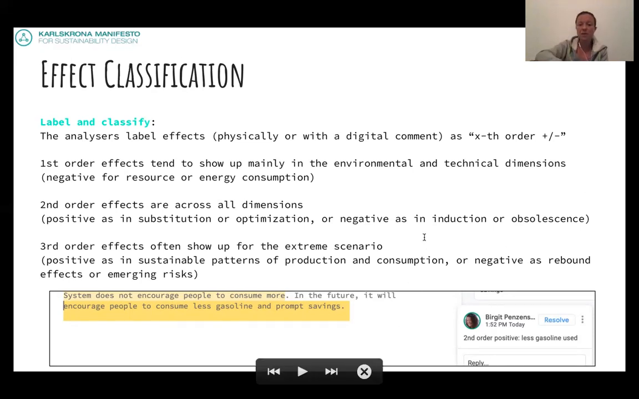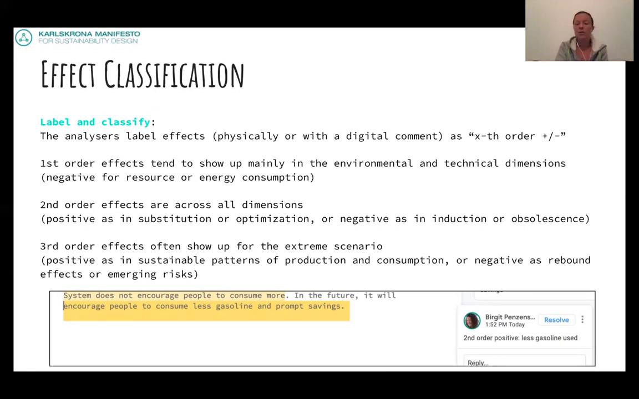And at the bottom of the slide, you see a little example from our case study in Finland. System does not encourage people to consume more in the future. It will encourage people to consume less gasoline and prompt savings. So encourage people to consume less gasoline and prompt savings are marked as second order positive, less gasoline used.